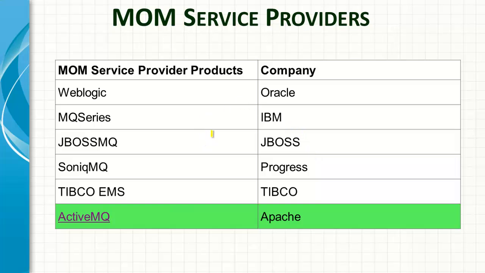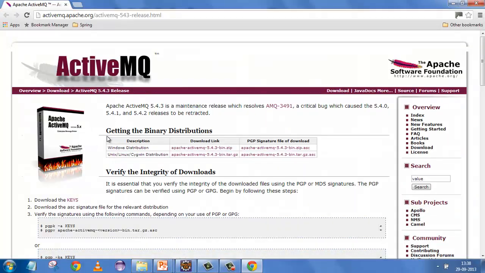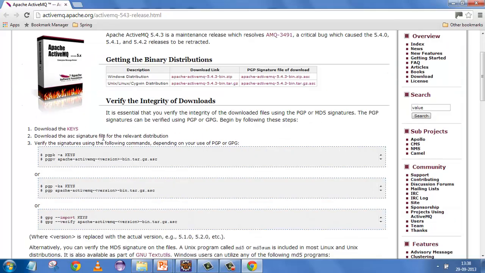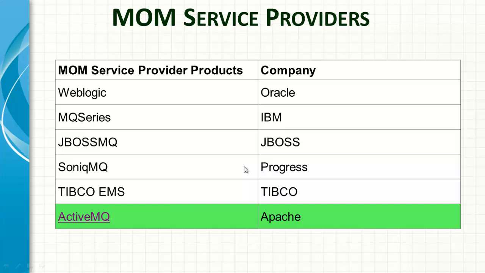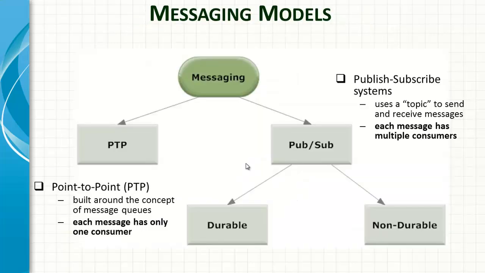There are message-oriented middleware products, and there are various examples. I've just picked a few. Some of them are WebLogic, MQ Series, JBoss, Sonic MQ, TIBCO EMS, and we will be mainly looking at ActiveMQ. It's from Apache. Of course, it's free. You have the source code available itself, and I'm using version 5.4.3 of it. We'll have a quick demo of how ActiveMQ runs, how to set it up and how to download it in later slides.